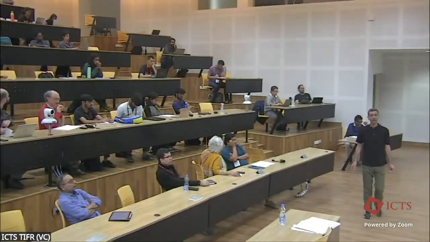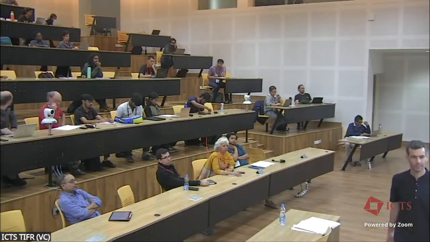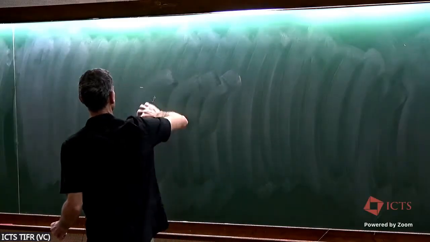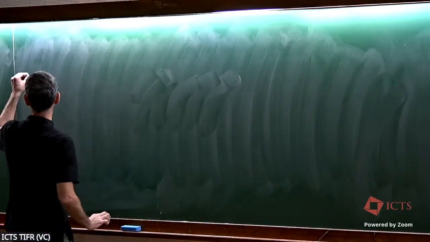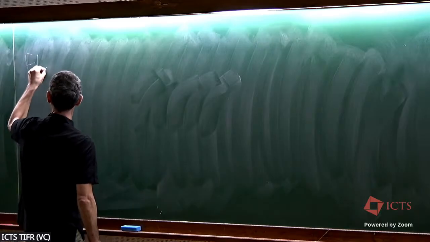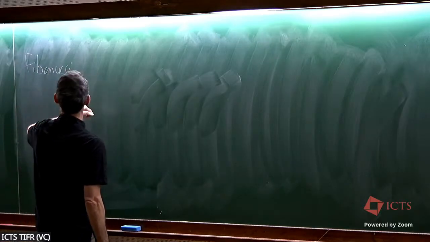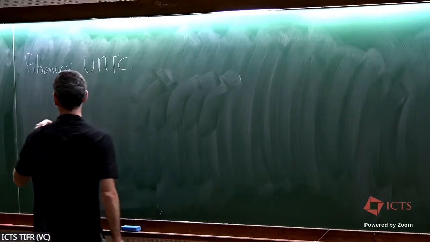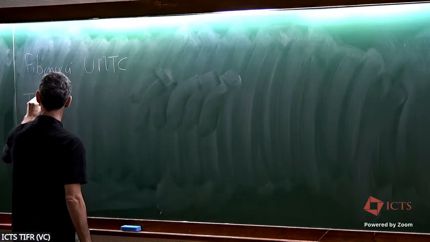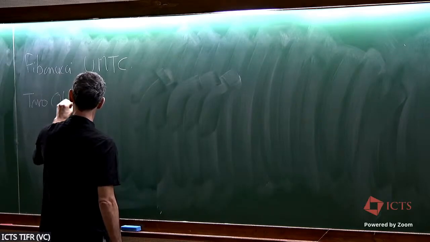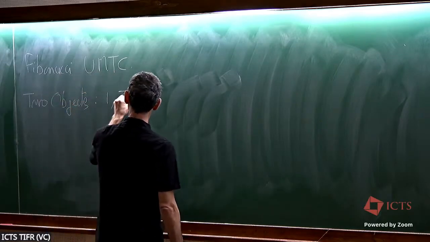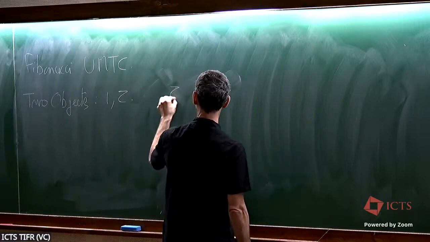The box. I can give you a simple example if you wish. So let's take, for instance, the Fibonacci UMTC. So we have two objects, 1 and tau. They obey fusion rules like tau cross 1.